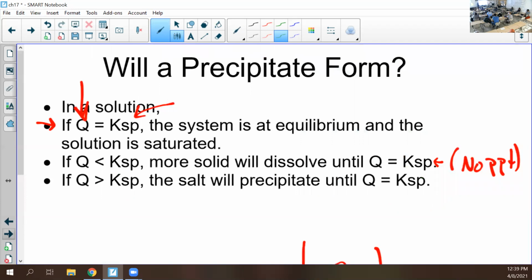All right, so here we go. Will a precipitate form in a solution? And this is related to what we just did. In a solution, if Q equals Ksp, the system is at equilibrium and the solution is saturated. This sounds sort of like chapter 15. Yeah, it does. Chapter 15 was the easy first step. The hardest part about these things is retaining it.